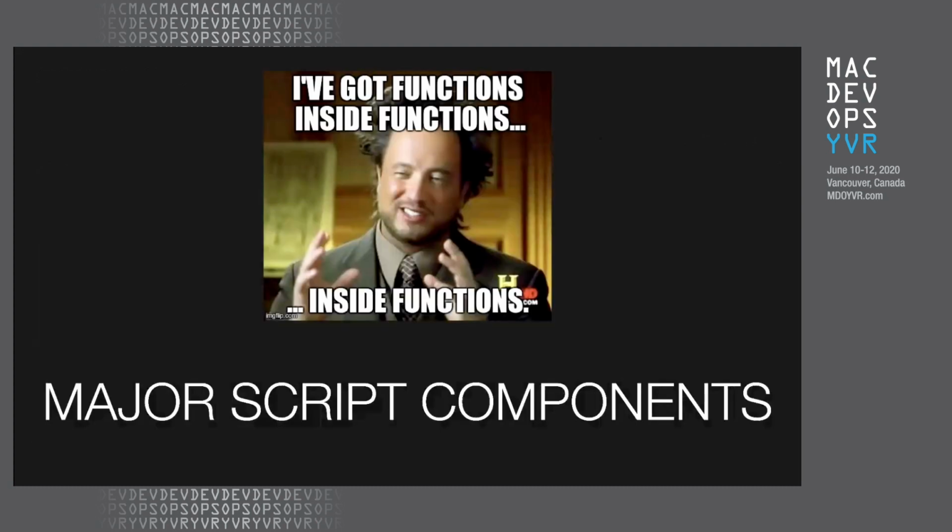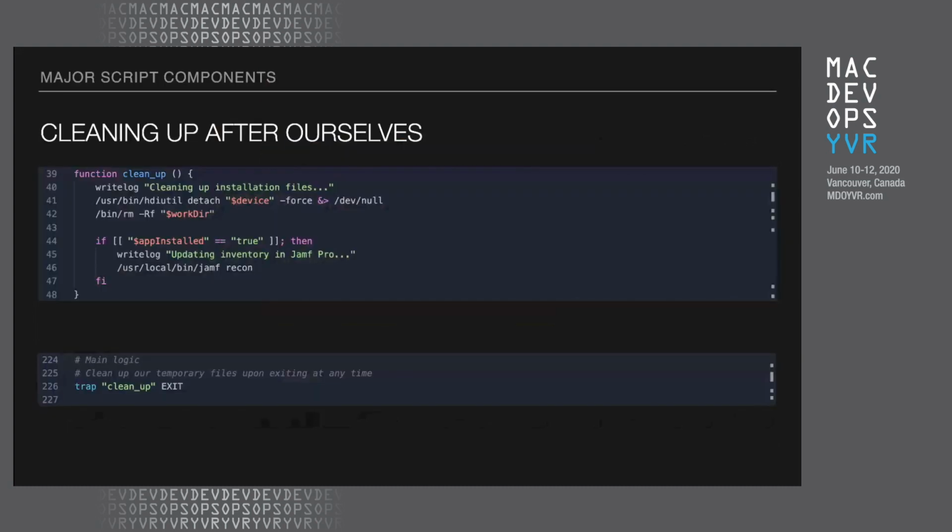So what are the major script components of our example script? I'm going to go through some of these, but this code will be available to you afterwards. This is the function that we're using to clean up after ourselves. We're using an exit trap, so anytime the script might exit, it will clean up some of the stuff that it's done. Also, if we install the app, we're doing a Jamf Pro inventory update, and this way we only do a recon if we've actually installed the app. So we're not doing a recon every time the policy might be running.